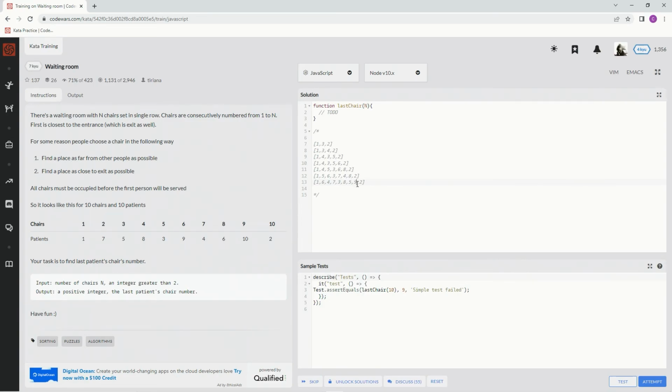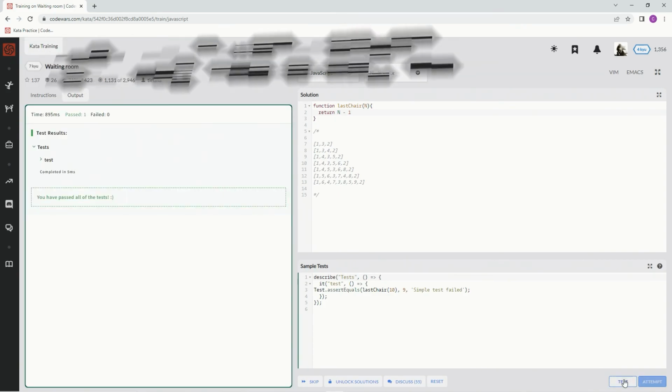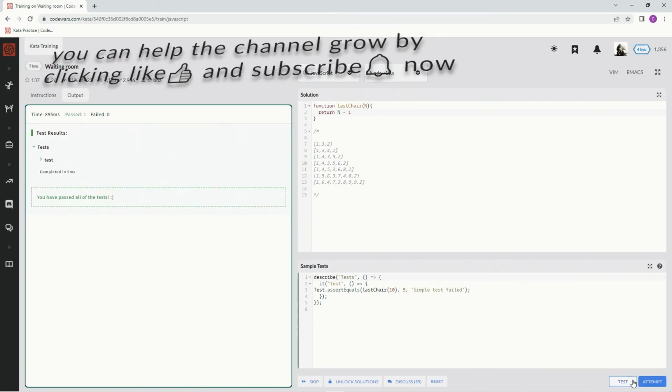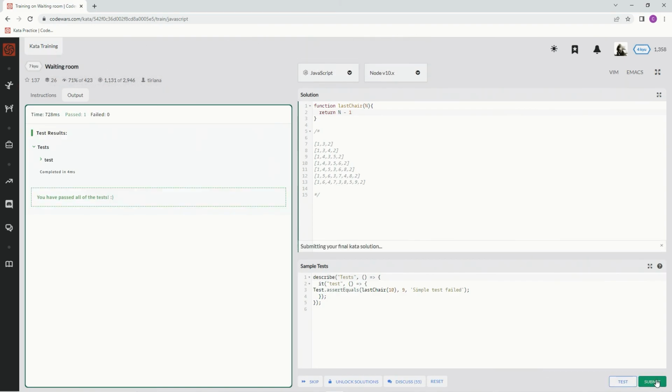always in this chair. All right, so by that logic, we're going to say return n minus 1. And let's see what happens. Would you look at that? Oh, amazing. Attempt it. There we go, and submit it.